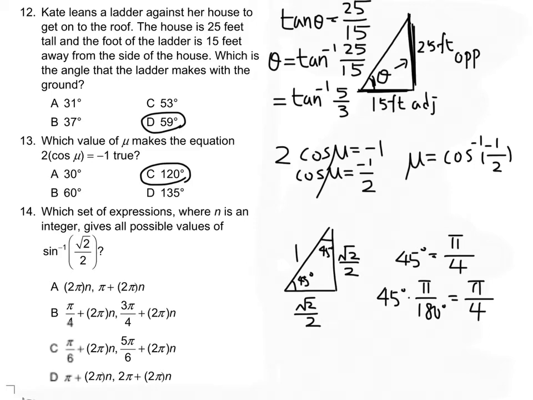So since we are looking at sine, the possible solutions should be in the first and second quadrants, where sine is positive. So that should be 45 degrees and 135. And no matter how many rotations you go around, plus 2n pi will give you the exact same result. So these would be your possible answers.